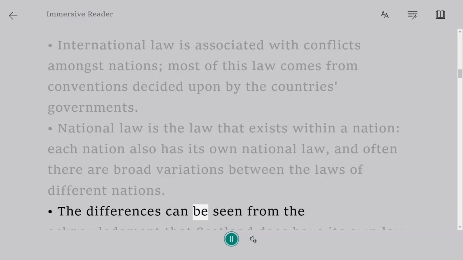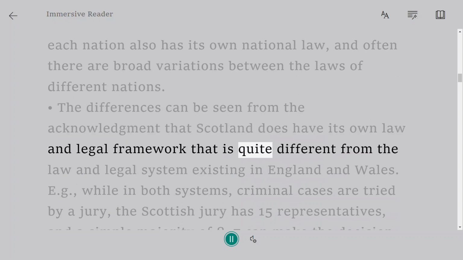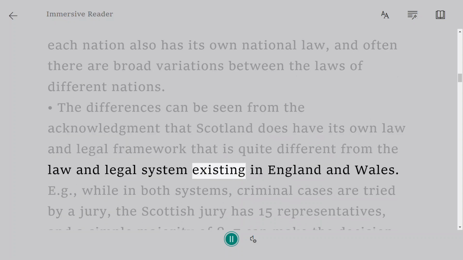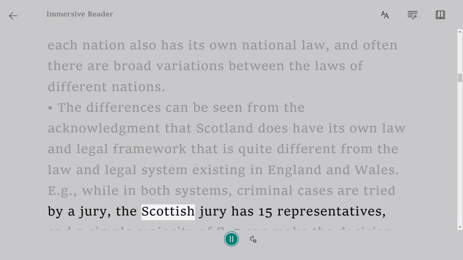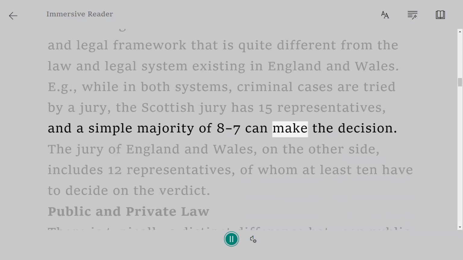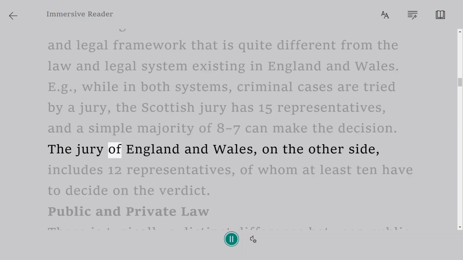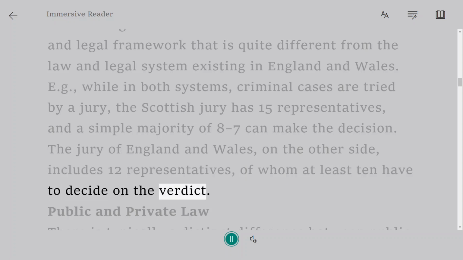The differences can be seen from the acknowledgement that Scotland does have its own law and legal framework that is quite different from the law and legal system existing in England and Wales. For example, while in both systems criminal cases are tried by a jury, the Scottish jury has 15 representatives, and a simple majority of 8 to 7 can make the decision. The jury of England and Wales, on the other side, includes 12 representatives, of whom at least 10 have to decide on the verdict.